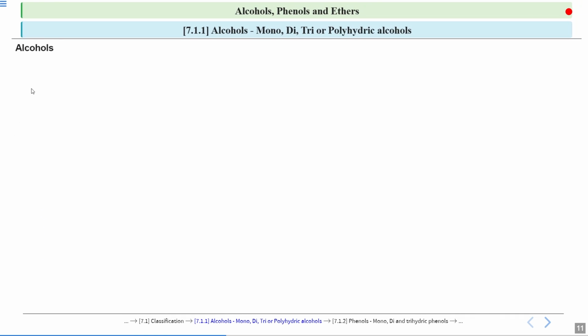So continuing on this, the third classification is trihydric, based on how many hydroxyl groups are present in an alcohol. Tri means three. That means the alcohol is going to contain three hydroxyl groups.